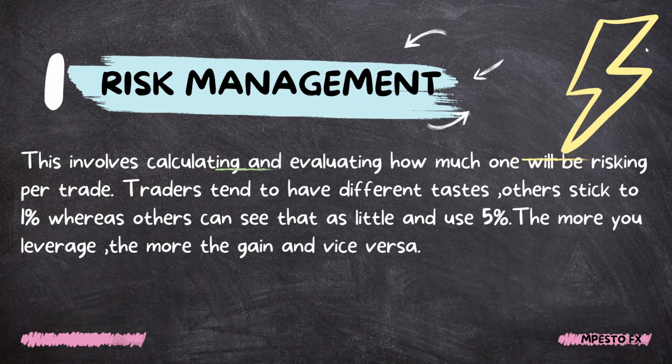Traders tend to have different tastes. Others stick to 1%, whereas others see that as little and even risk 5%. The more you leverage, the more the gain, and vice versa. So if you are risking 5% with a risk reward of 1:2, you gain 10% if that trade plays in your favor. However, if you risk 5% and that trade doesn't play in your favor, you lose 5% of your total capital. So the more you risk, the more the returns, and also the more you lose when you are wrong.